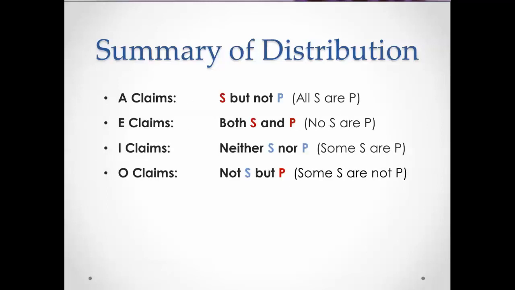Here's a more concise summary of the distribution that might be easier to remember. For A claims, S but not P. For E claims, both S and P. For I claims, neither S nor P. And for O claims, not S but P.